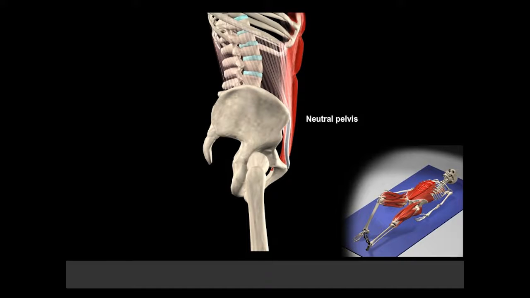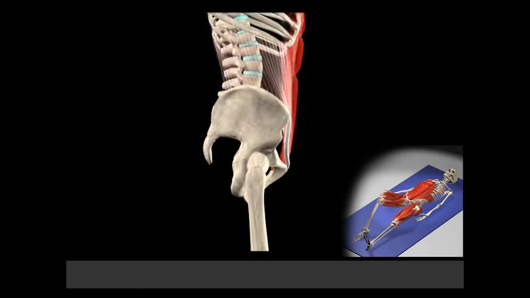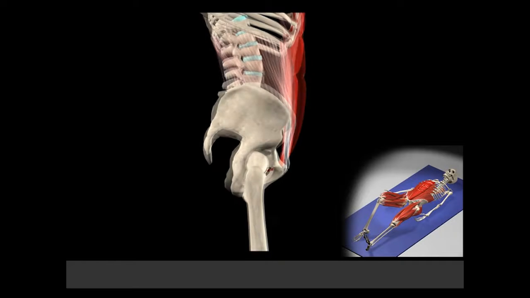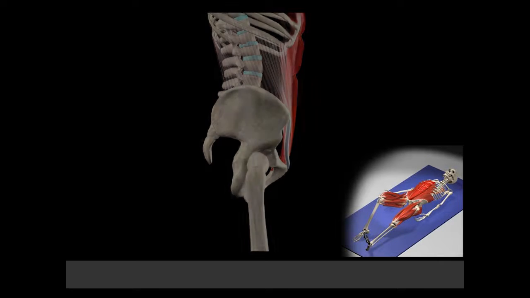Neutral pelvis. Posterior pelvic tilt: the lower back is pressed to the floor. Anterior pelvic tilt: an arch is created between the lower back and the floor. When activating the abdominal muscles in the stabilizing aspect, we will maintain a neutral pelvis.